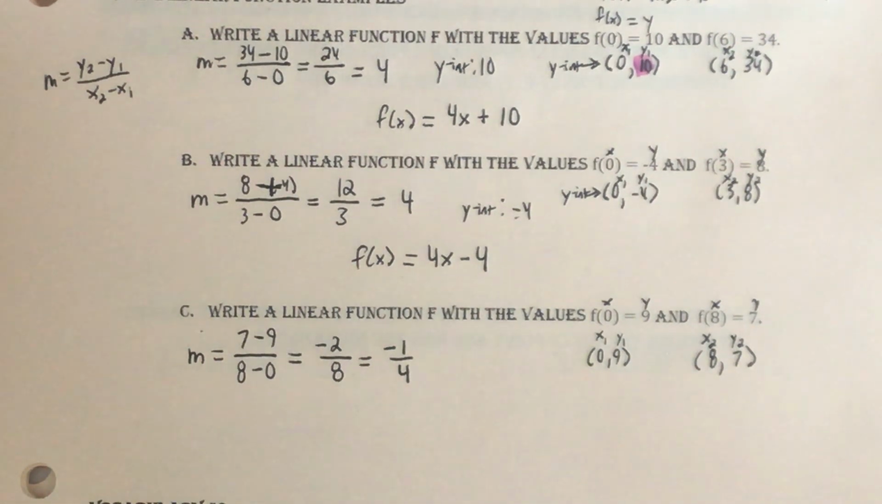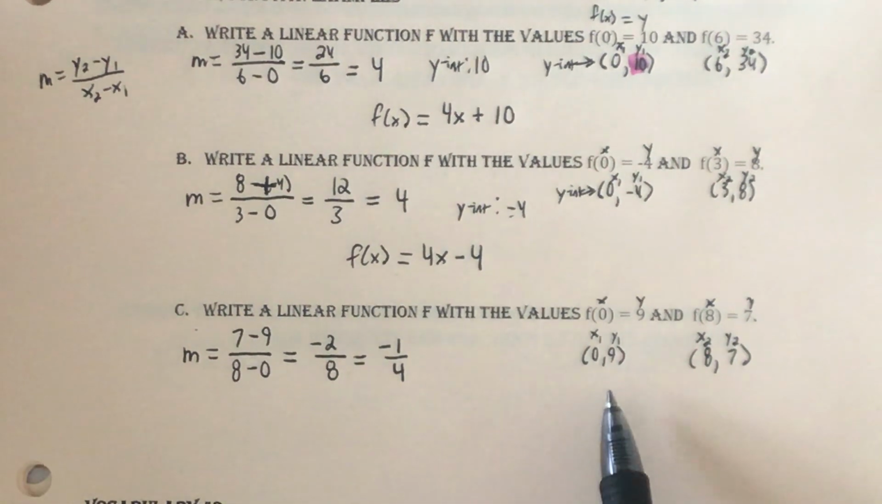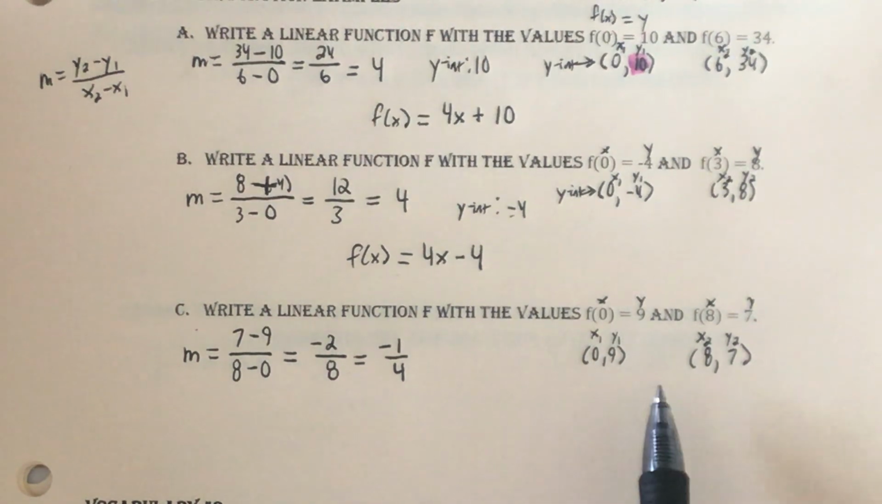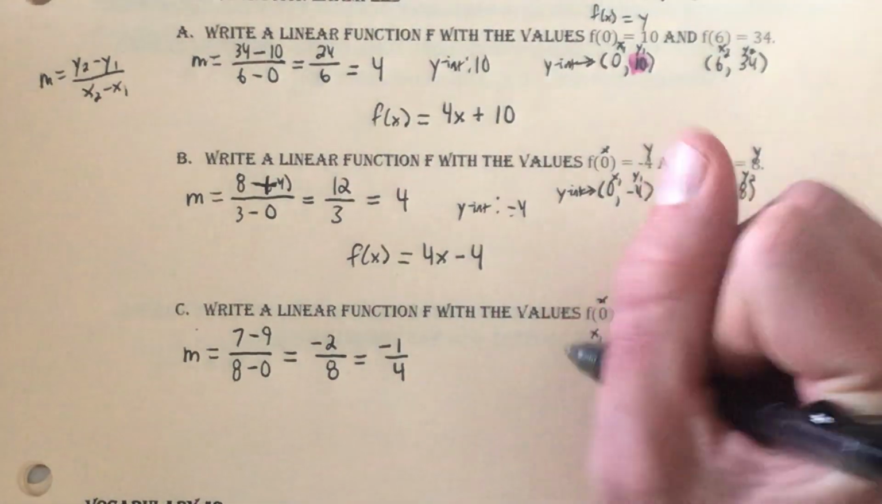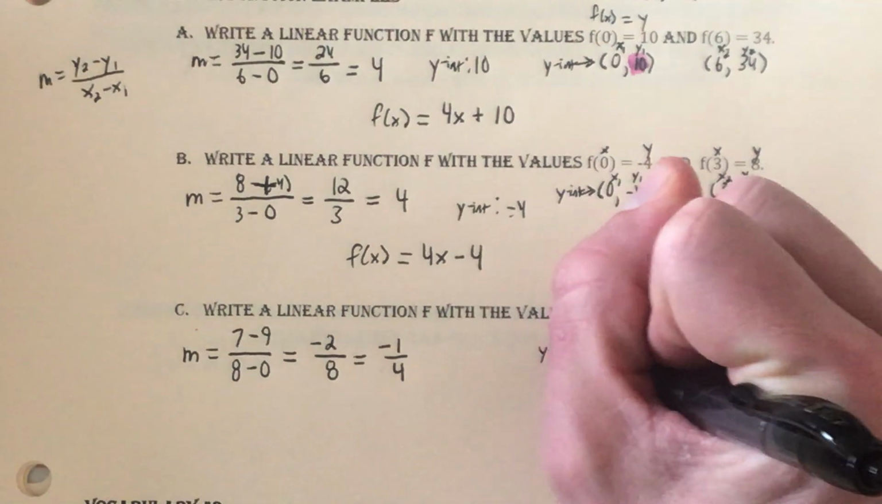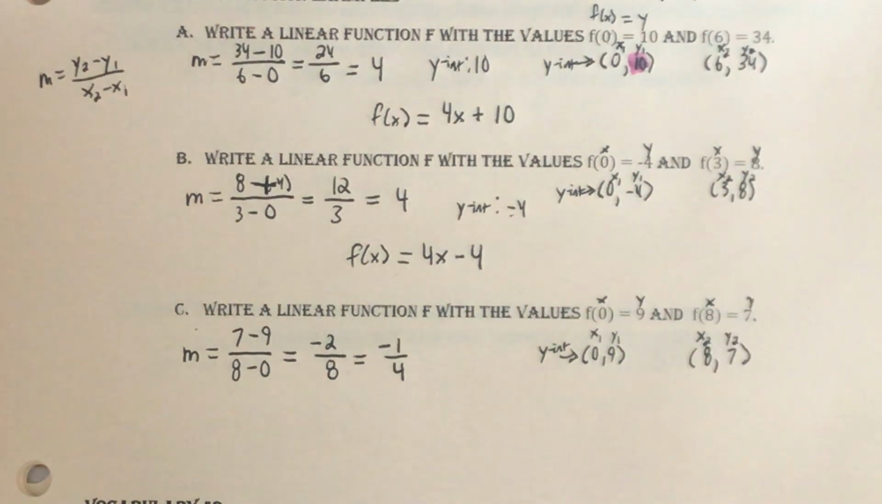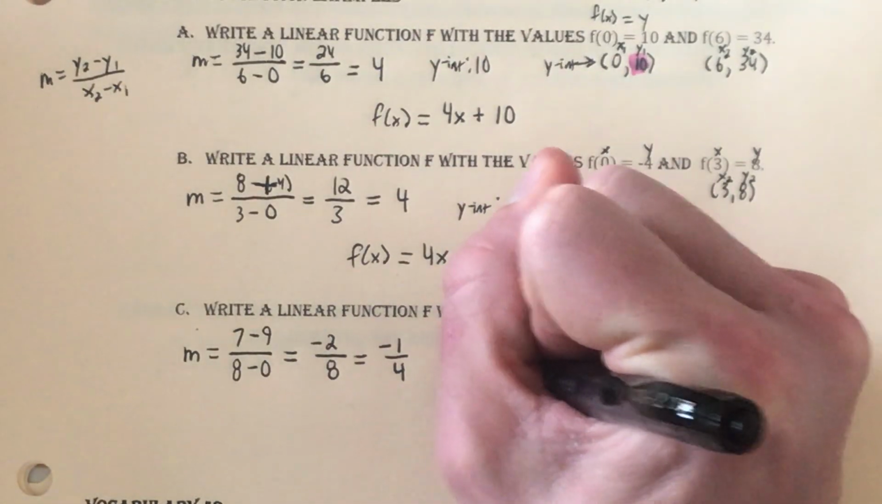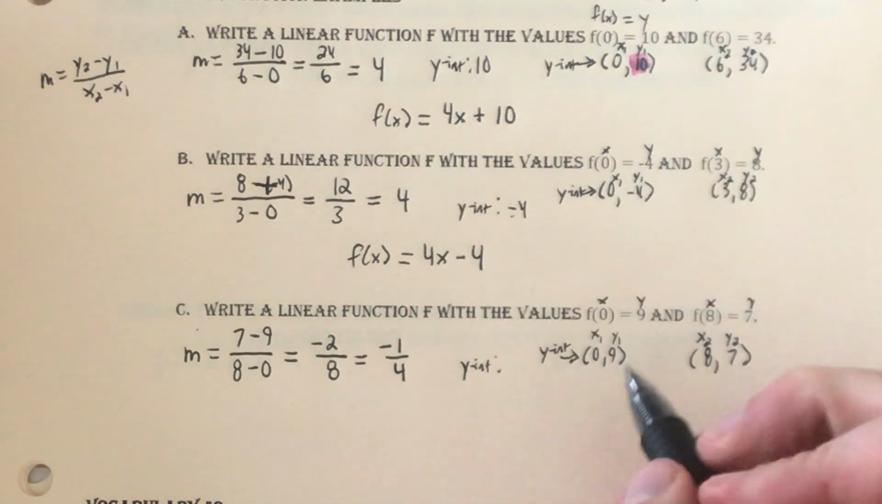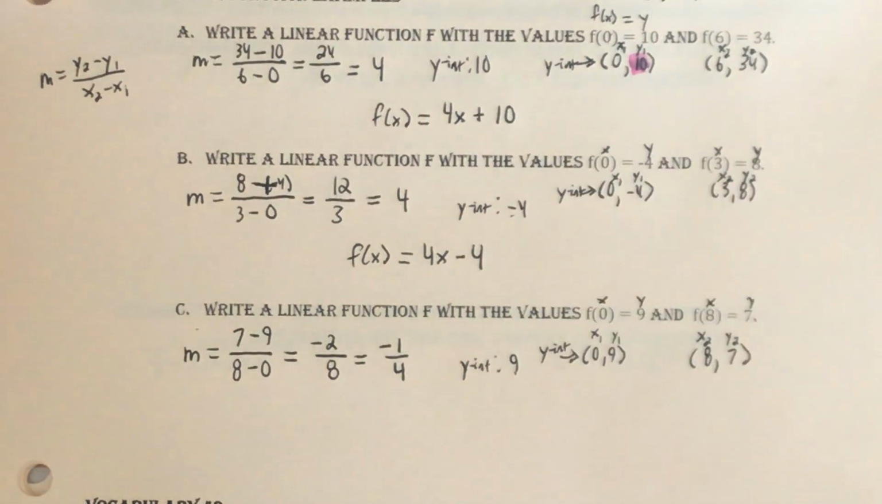Well, then I need to figure out my y-intercept. So back to my 2 ordered pairs here. Which one of them has an x value of 0? Well, that would be the first one here. So my y-intercept is 0, 9. And remember, for y-intercept, we only really need the y-coordinate, which is +9. So y-intercept of 9. Well, last thing we need to do is put it into that linear function form.